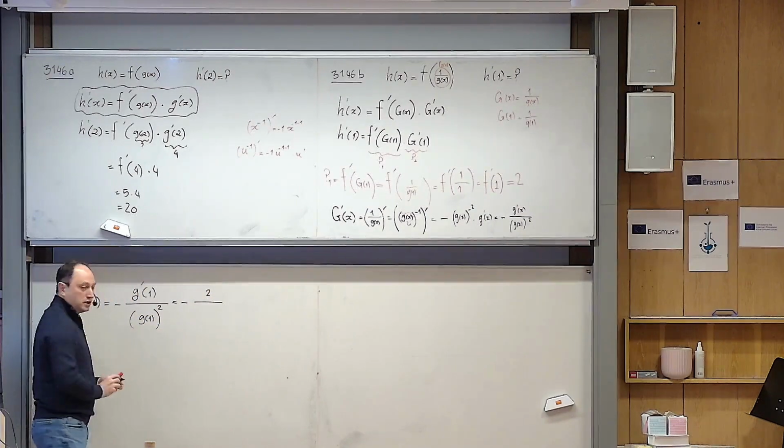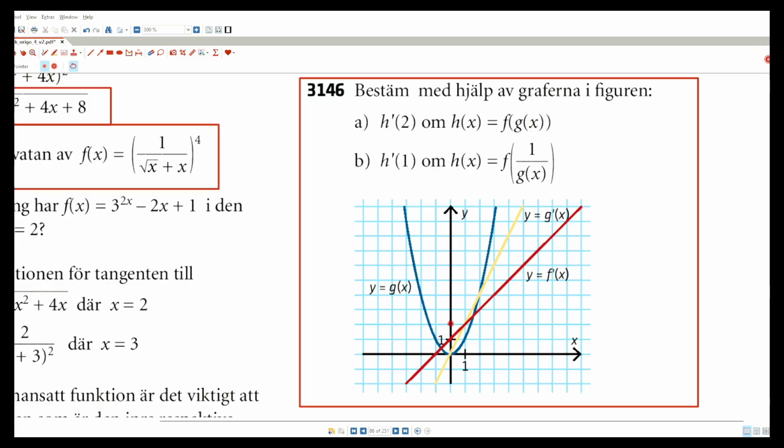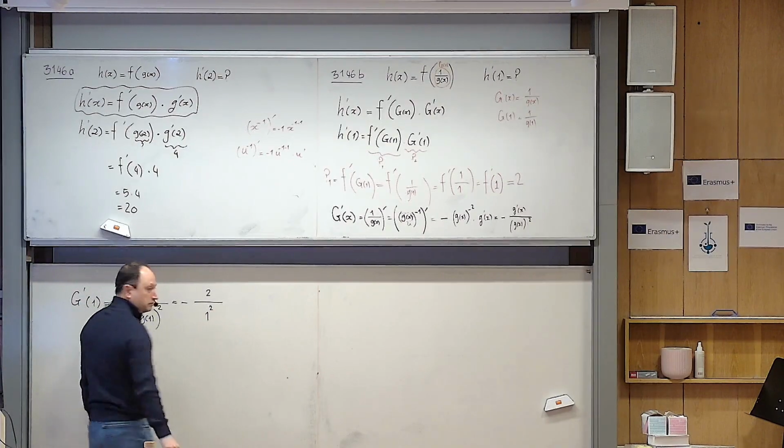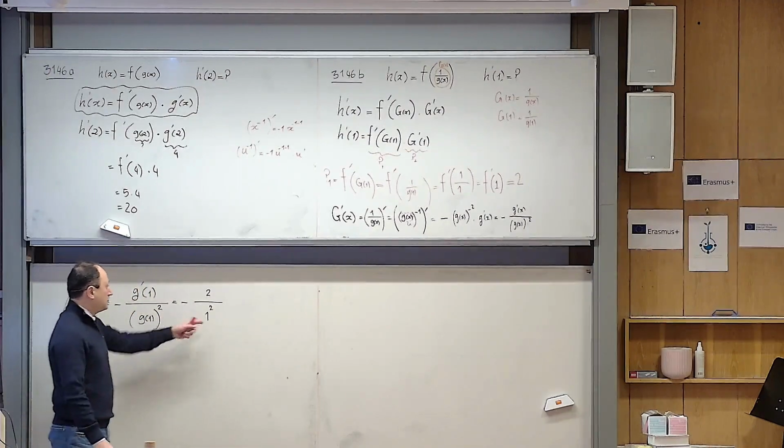I also need g of 1. So I go back to the graph. I need to go 1, and I go to intersect with the blue graph this time. So what is g of 1? 1 again. Okay? So this becomes 1 to power 2. Okay, and then what happens here?